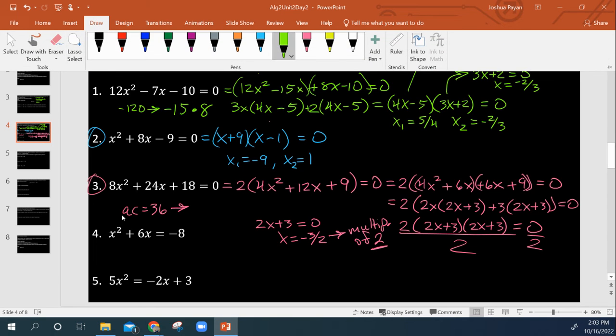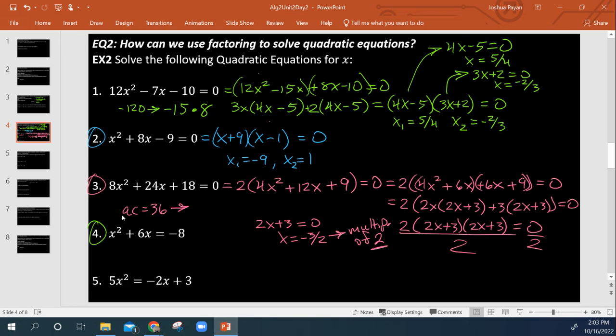Okay, next example. This one's not in standard form, right? You'll notice every one of these, 1 through 3, has been in standard form: ax squared plus bx plus c equals 0. Number 4, however, is not. But we can easily make it that way. All we have to do is add 8 to both sides. So now I've just got x squared plus 6x plus 8 equals 0. And now I'm good.